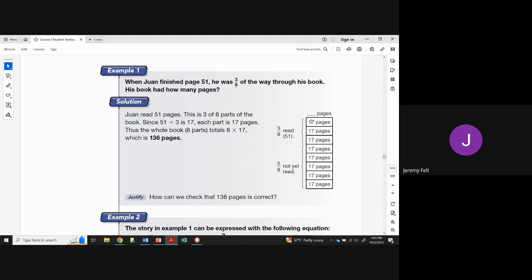So here's 3/8 of the way through the book. His book had how many pages? So then we have 17 plus 17 plus 17, or 17 times 8, which is 136 pages.